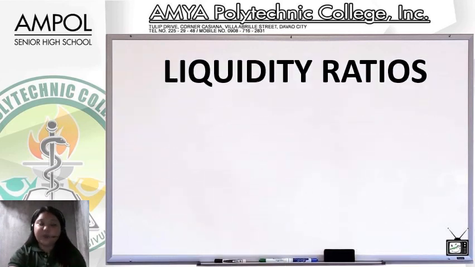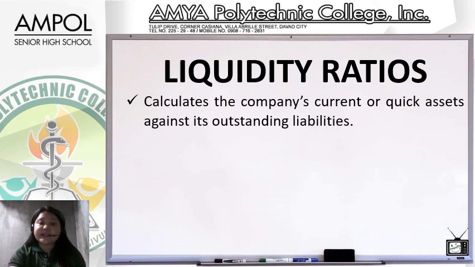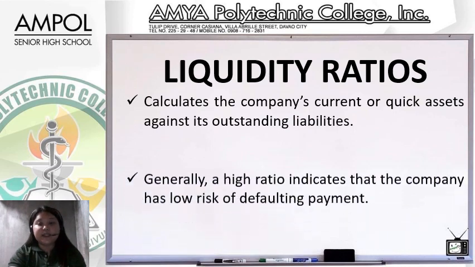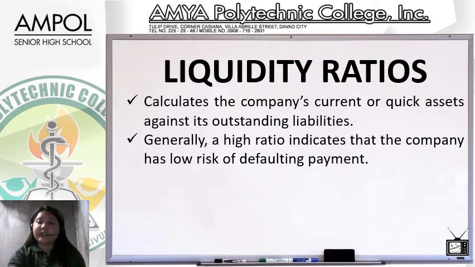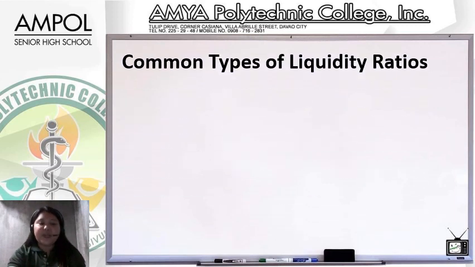Here is liquidity. This calculates the company's current or quick assets against its outstanding liabilities. Generally, a high ratio indicates that the company has low risk of defaulting payment. So we have common types of liquidity ratios. The first is the current ratio.